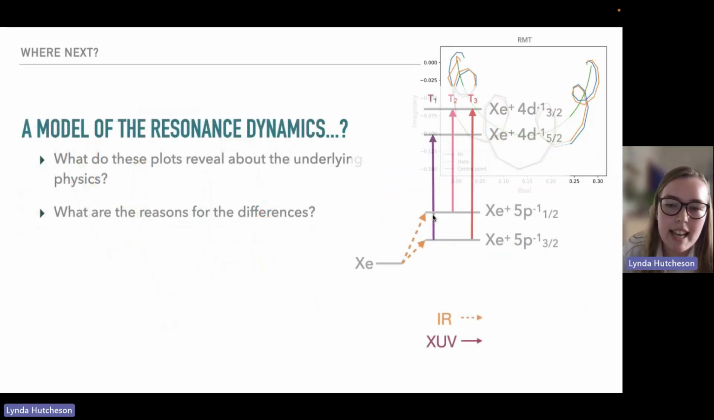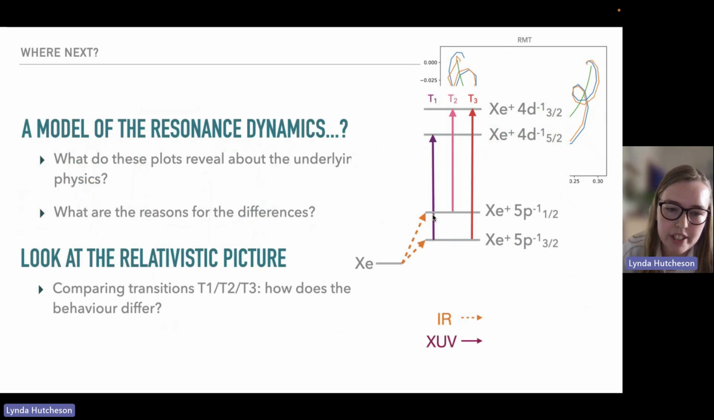The second thing to look at then is the relativistic picture, and comparing the 3 transitions, T1, T2, and T3, and how the behaviour of the resonance line changes between these 3 transitions. And what might be particularly interesting is the differences between T1 and T3, because they start at the same initial state but end up in 2 different states.